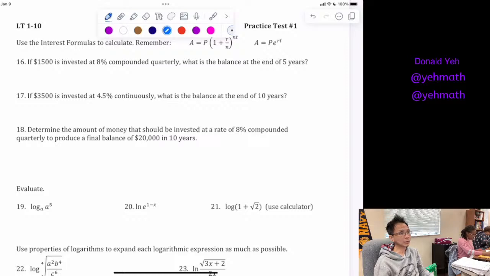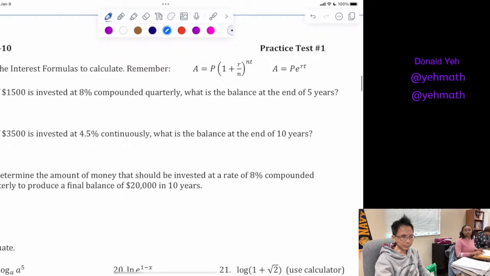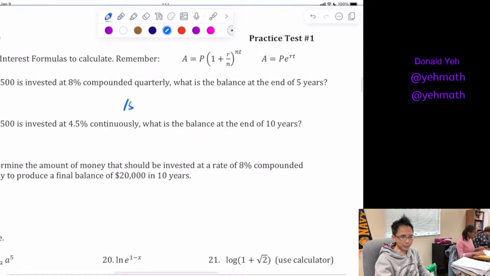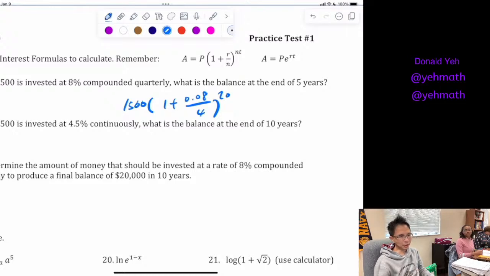Yes? We should probably make sure to have a calculator when you test, yeah. You don't have to have a calculator on this test because some of you guys don't have a calculator. So my evaluation, for example, for this one, you can say, as long as you have 1500 times 1 plus 0.08 divided by 4, to the 4 times 20. I mean, you should know how to use a calculator. But that's why I have you calculate.